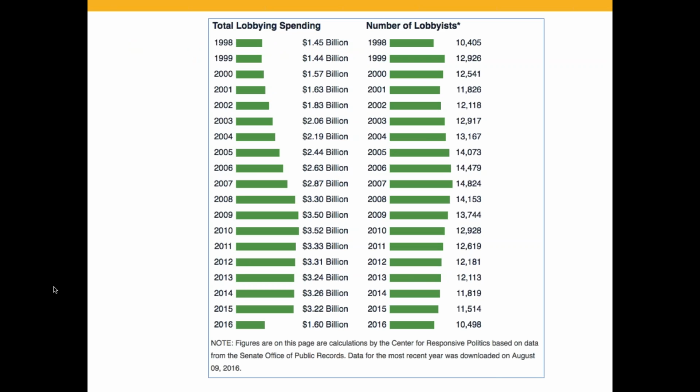So to answer the question I asked earlier, the amount of money being spent keeps going up, but the number of lobbyists is going down, because if you do grassroots lobbying, if you organize that way, you don't necessarily have to register as a lobbyist. The money that you're spending is still lobbying money, but you don't have to register as a lobbyist.